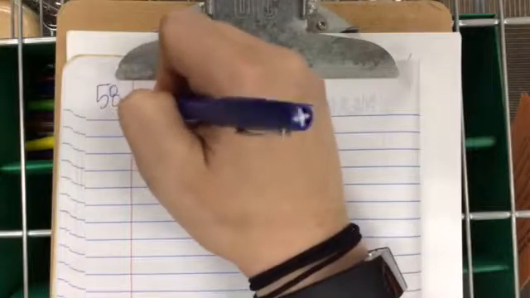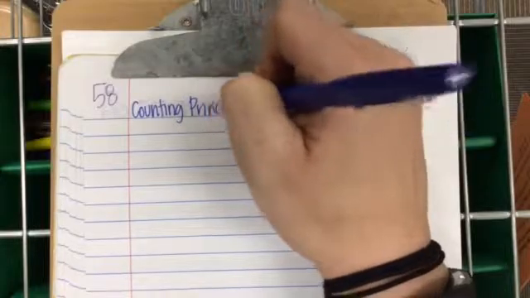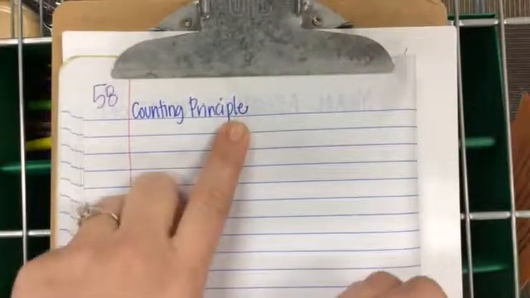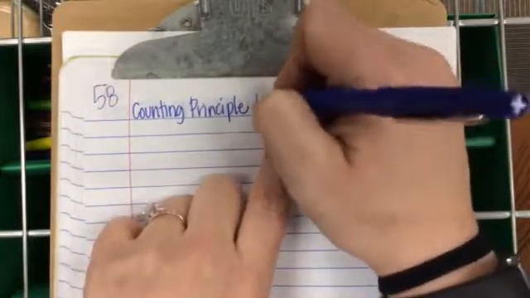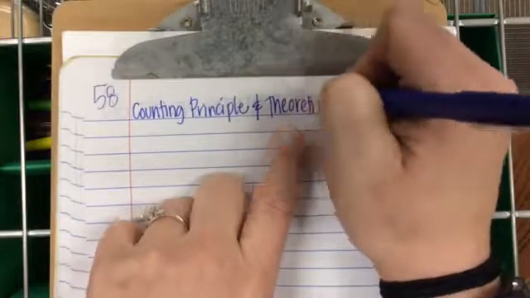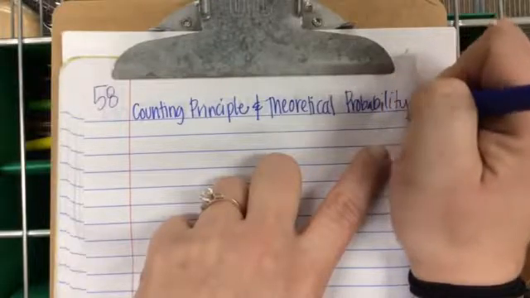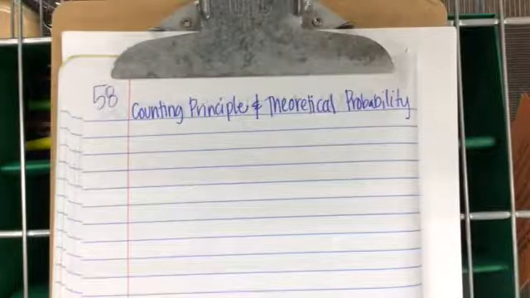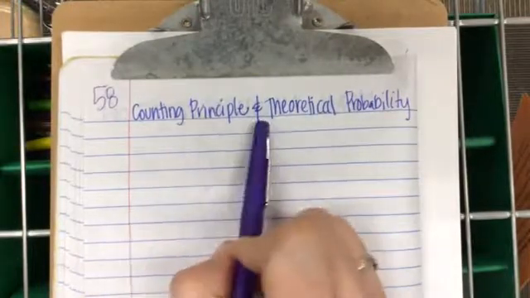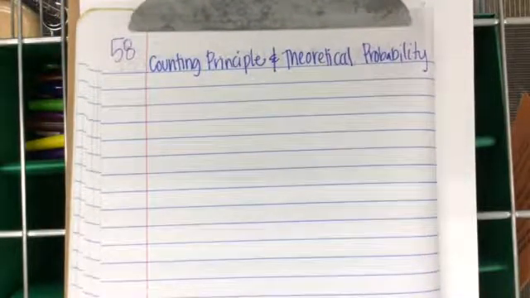Okay, so our last notes today are on the counting principle. Remember, it's PLE, not PAL, like the principle, Mr. Pretz. It's the principle, the idea, and theoretical probability. So the counting principle is called the fundamental counting principle, and the theoretical probability. So this is just basic beginning probability information.